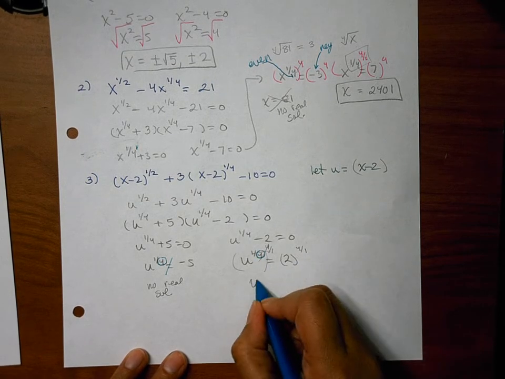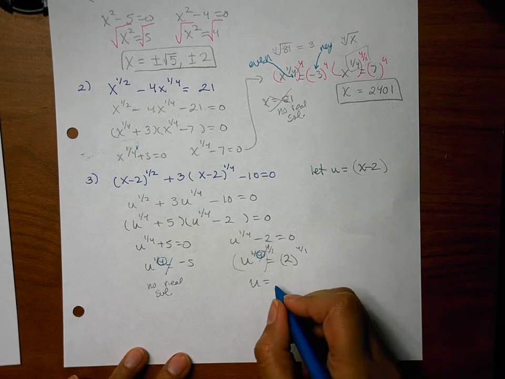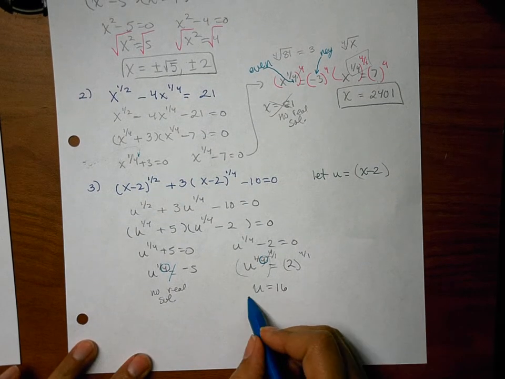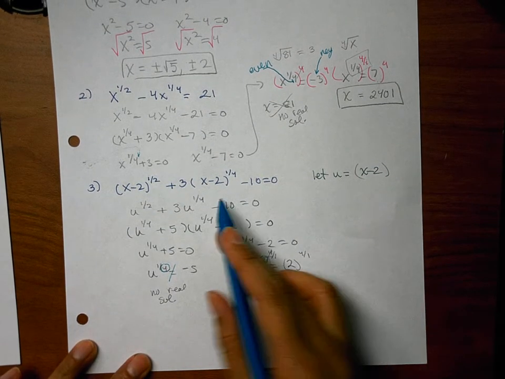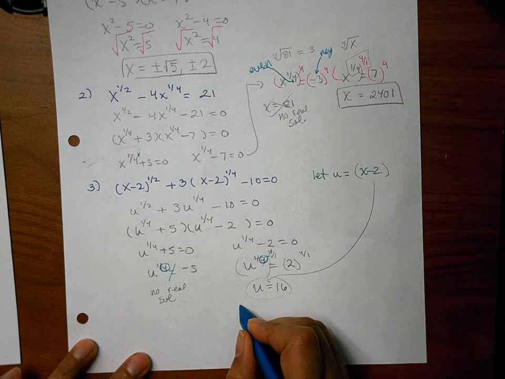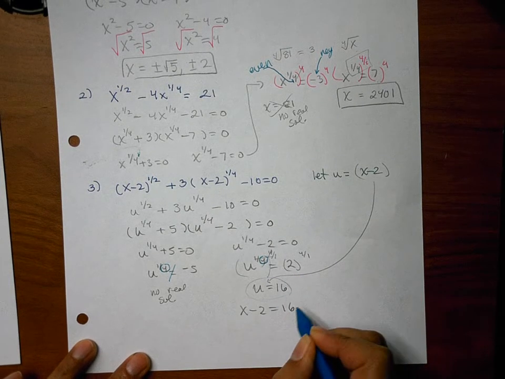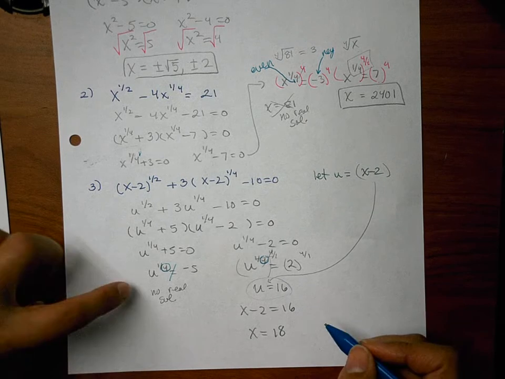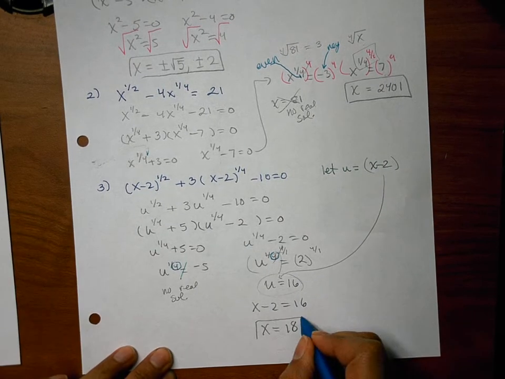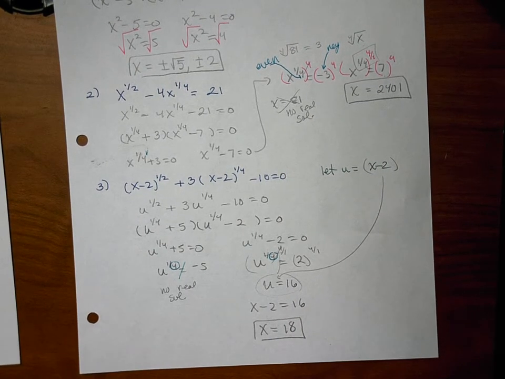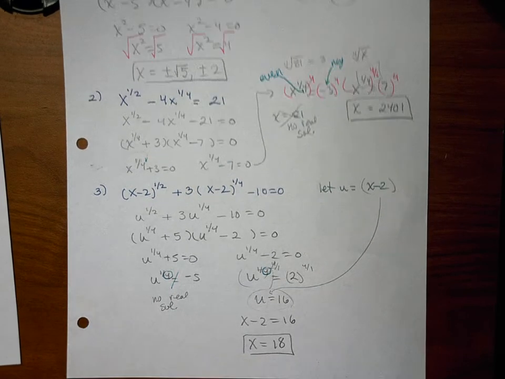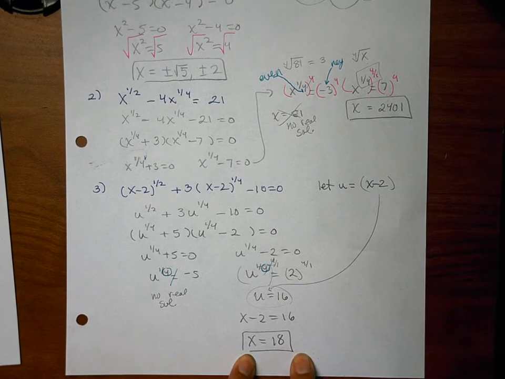Okay, I'm going to do this one. Raise both sides to the reciprocal power. Crosses out. U equals 2 to the 4th is 16. Now, please do not be tempted to say, oh, I'm done, because there was no u in the original problem. We have to plug it back in. X minus 2 equals 16. Add your 2, x equals 18. There was no solution here, so x equals 18 is the only answer.